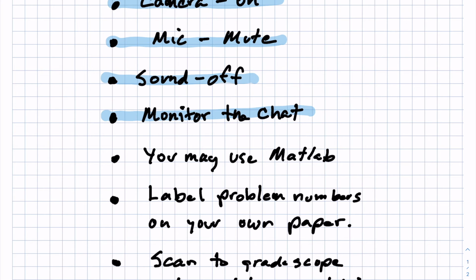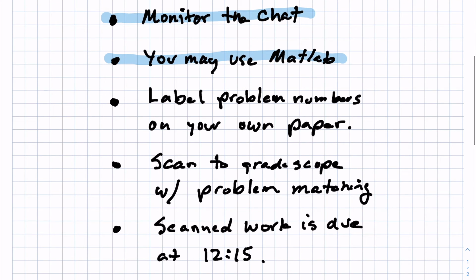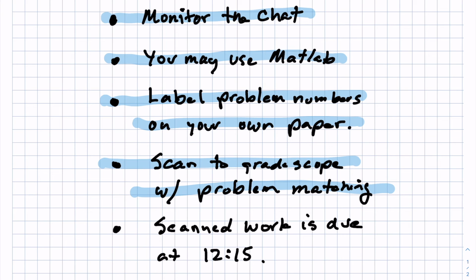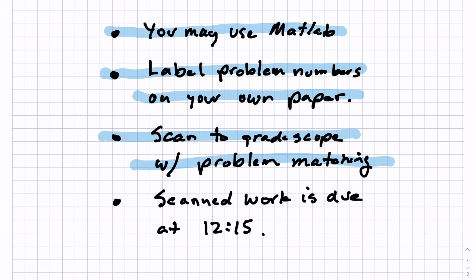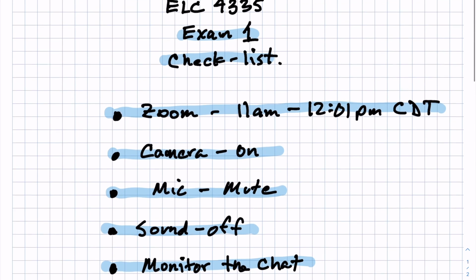You may use MATLAB for your calculations, the symbolic calculations included, but you're not going to turn in any MATLAB code. You're going to work the problems on your own paper. Then you can scan that work into Gradescope, and be sure you do the problem matching so it's easy for me to figure out where to look on Gradescope to grade your exams. The scanned work on Gradescope is due at 12:15, so that gives you 15 minutes to scan everything.